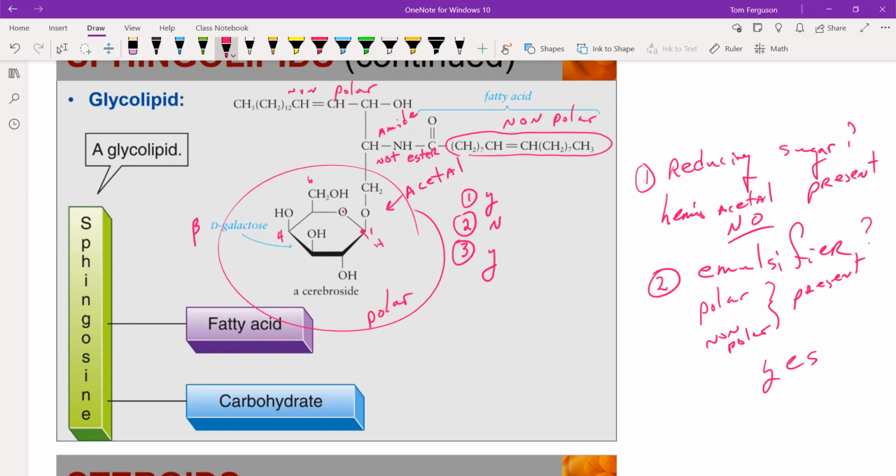Okay, these are typical test questions. You have to look at this, then you're going to go emulsifier, polar, non-polar, reducing sugar is a hemiacetal present. You should be able to identify that this is also galactose. And this here, carbon number 4 is the key on that. Glucose goes down, galactose goes up.